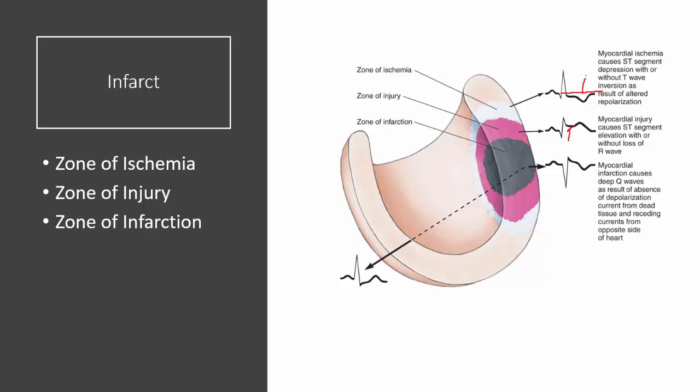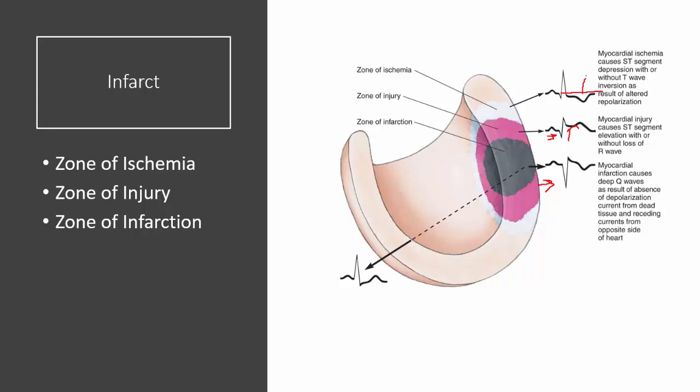elevate, and then you also start to see the development of a Q wave, and then as you become infarcted, you start to see development of deep Q waves. So this is your Q wave right here. And how do I know that it is a Q wave? Because it's the first negatively deflected wave after the P wave. But deep Q waves, as a result of absence of depolarization, never a good thing when you have absence of depolarization from the dead tissue and receding currents from opposite sides of the heart.